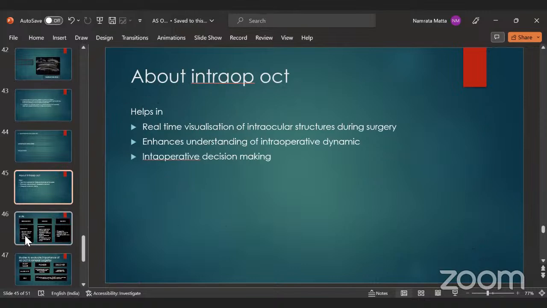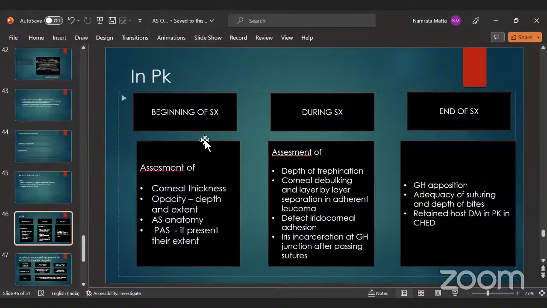About intraoperative OCT, it helps in real-time visualization of intraocular structures during the surgery. Especially during the corneal surgeries, it is very valuable. It helps in understanding the intraoperative dynamics and decision making. So in cases of PK, in the beginning of the surgery, we can assess the corneal thickness, the depth and extent of the opacity, the anterior segment anatomy, and if there is any peripheral anterior synechiae present beyond the opacity, which we cannot see clinically.